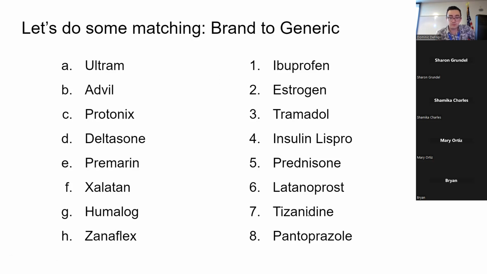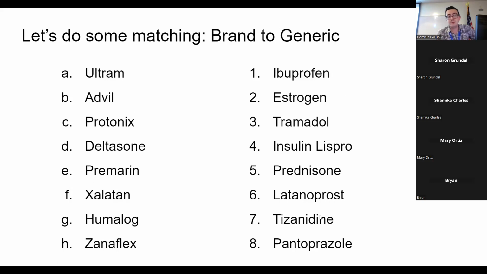Zanaflex. So it's H goes to 7, which is tizanidine. And I'm asking what they would use tizanidine for, and they're saying muscle spasms, which is correct. Thank you.